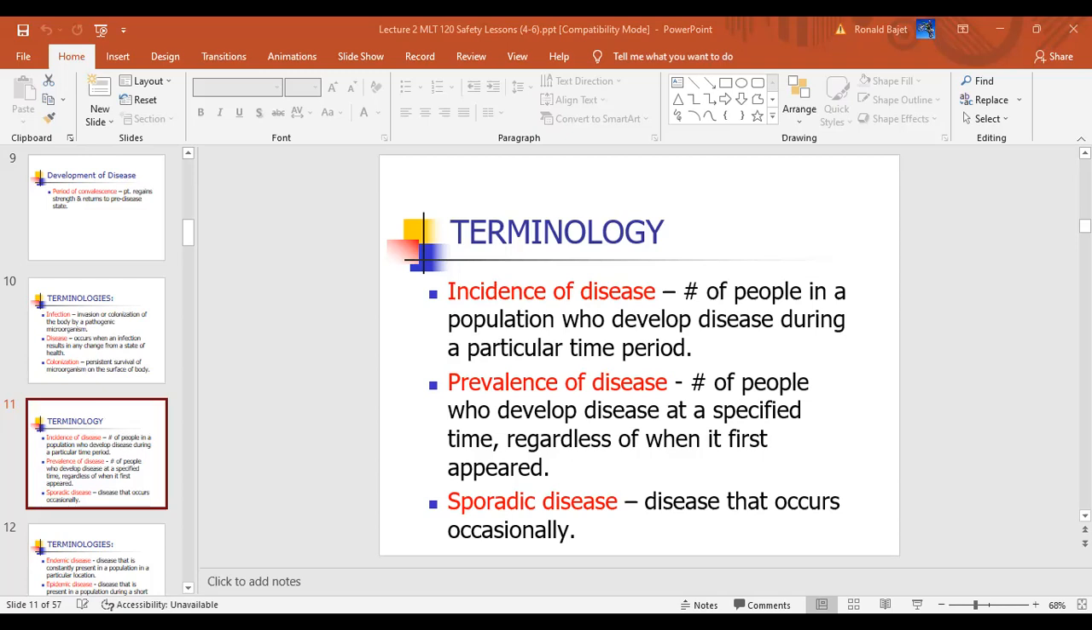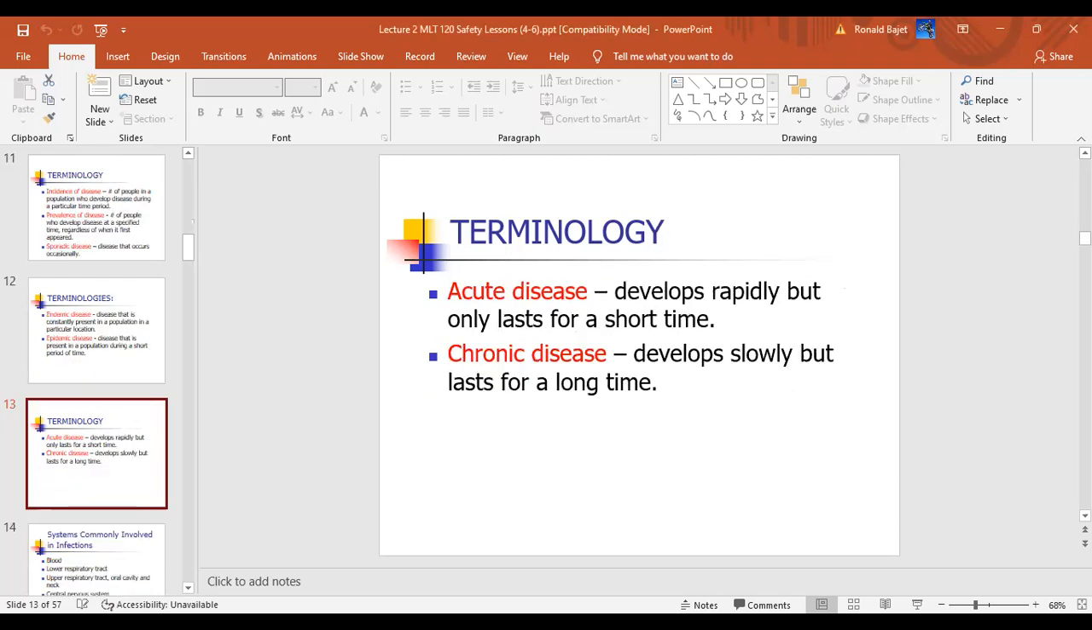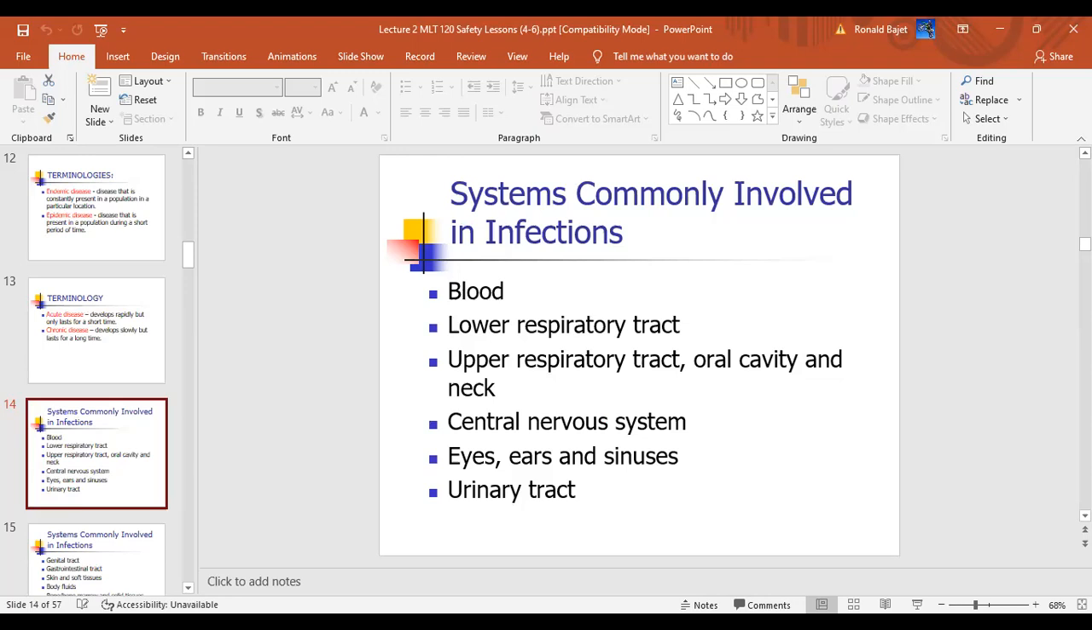Okay, systems commonly involved in infections. Again, all these systems: blood, lower respiratory tract. The lower respiratory tract involves the lower lobes of your lung. The upper respiratory tract includes the bronchioles, the throat, oral cavity, and the neck. Central nervous system: your brain, cerebrospinal fluid, your nerves. Above your upper respiratory tract are your eyes, ears, and sinuses. And then of course you have your urinary tract, I'm sorry.